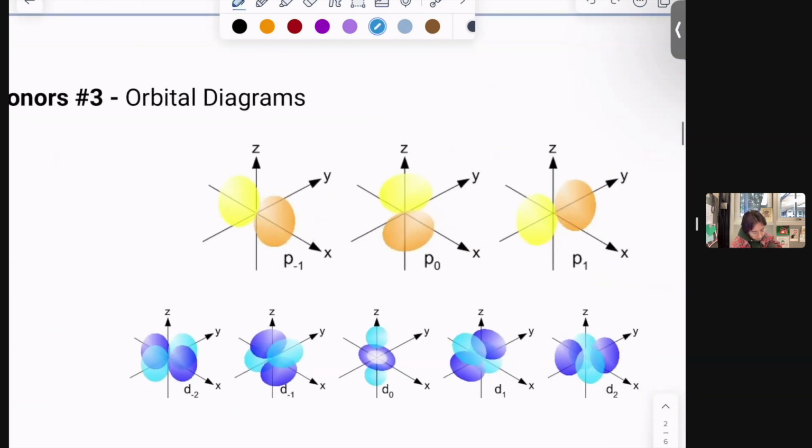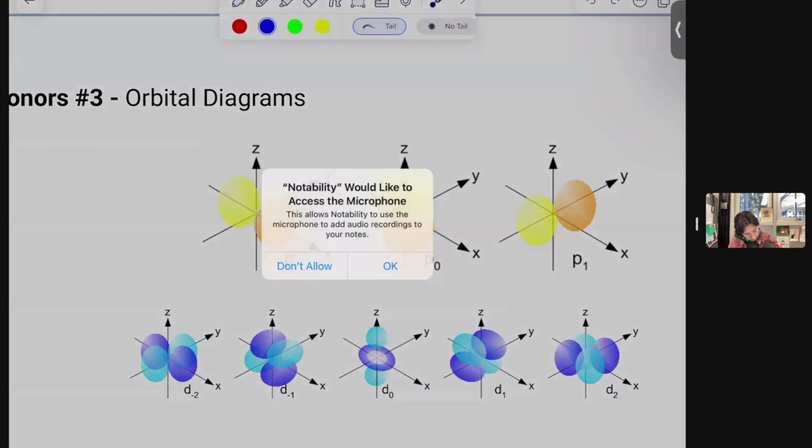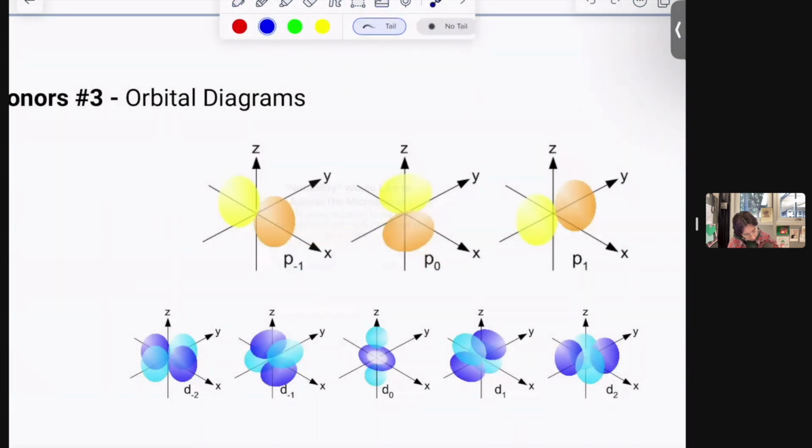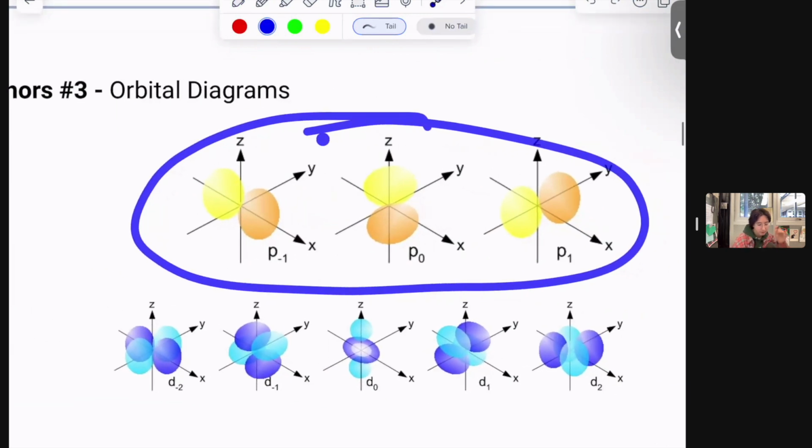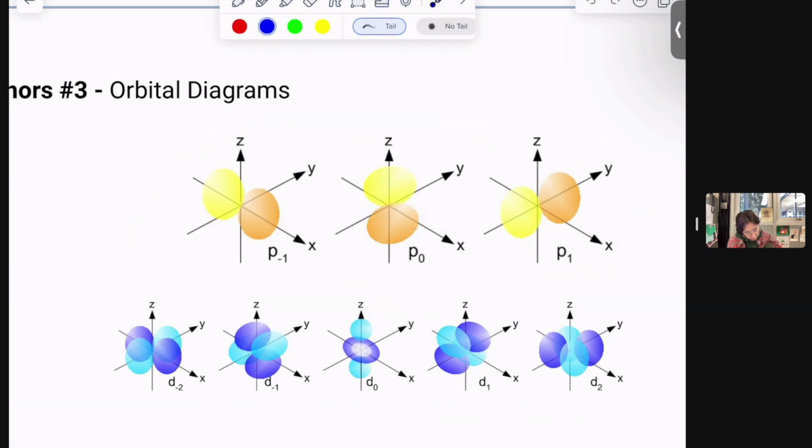Okay, let's look at p. Okay, cool. These are our p's. So again, this is a place in space where an electron probably is. There are just these different places in space where we are most likely to find electrons.